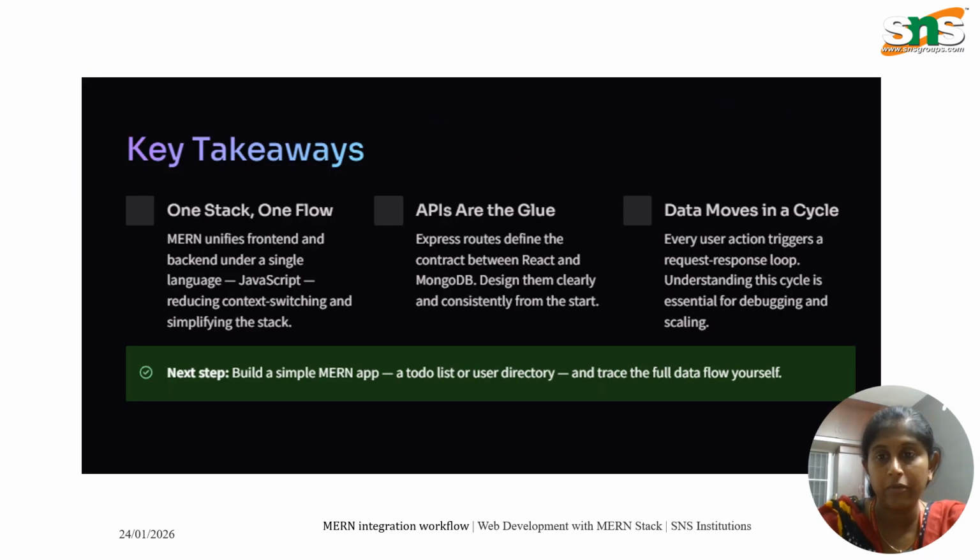So we have come to an end. Now we quickly summarize the key points of today's session. First, MERN is a complete full-stack JavaScript framework. Second, React manages the front-end user interface. Third, Express.js and Node.js handle backend processes and APIs. Fourth, MongoDB stores application data. And finally, the request-response cycle connects all components together.